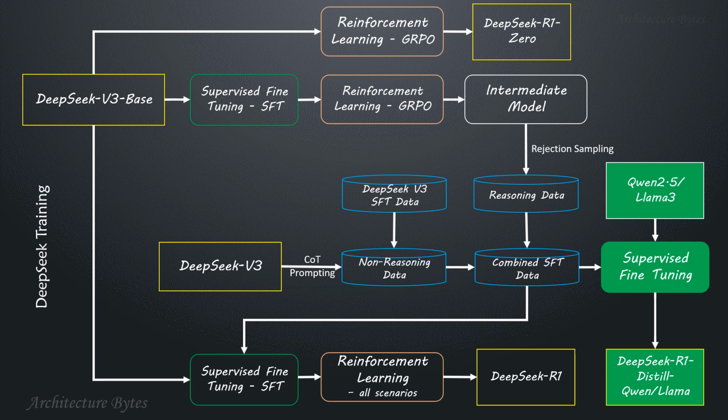Distillation is a technique where the knowledge and reasoning capabilities of a large, complex model, that is the teacher model, are transferred to a smaller, simpler model, that is the student model. Here, the student model is something like Qwen 2.5 or Llama 3, which are small models. With supervised fine tuning using data from a more capable model, we get a small, capable distilled model that is cost effective and can run with much less computational power. And this is how the distillation process works. So that's the overall training workflow of DeepSeek models.